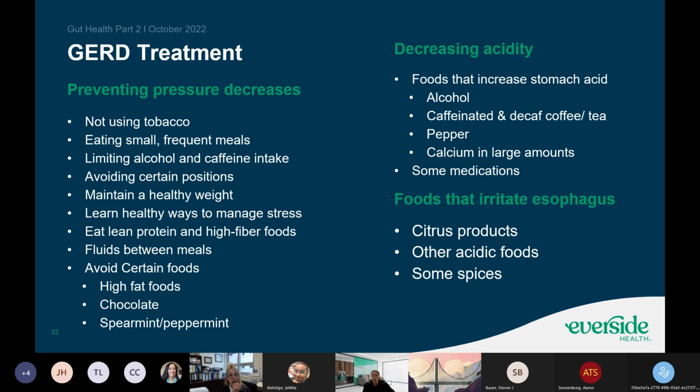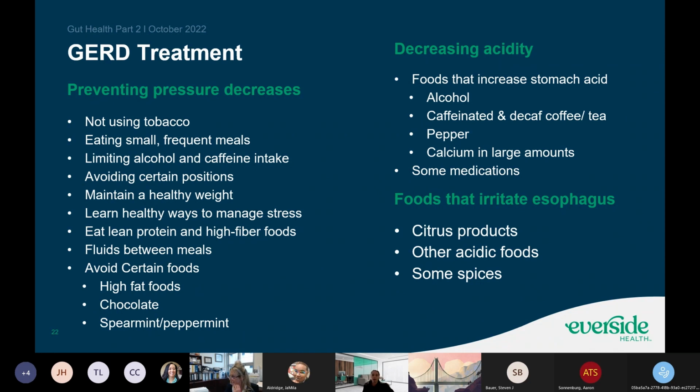So this includes tobacco. Nicotine itself is going to alter that pressure, and it also increases the acid in the stomach. So eat small, frequent meals, because if you have a lot of food in the stomach at once, it's going to increase how much pressure is in that stomach. Caffeine and alcohol intake will increase the pressure difference in the stomach versus the esophagus. Certain positions, if you bend, lie down, or lean over, change where things are and just create more pressure on that stomach, creating more likelihood of acid reflux.